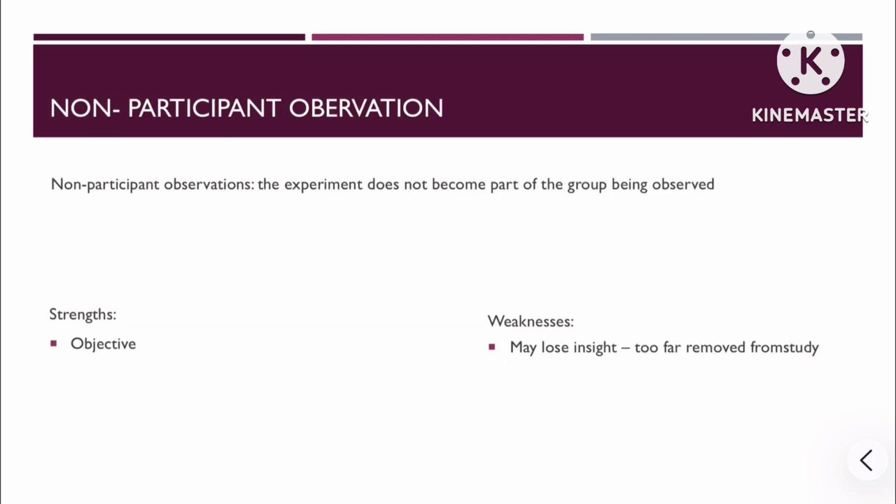Weaknesses. The researcher may identify too strongly with the group, and this means we lose objectivity and reliability. Non-participant observation. The experimenter does not become part of the group being observed. This gives them objectivity, however they may lose insight and they may become too far removed from the study.